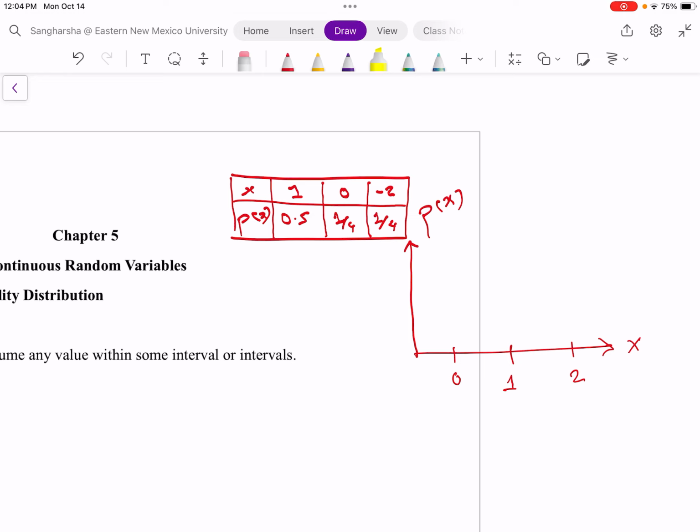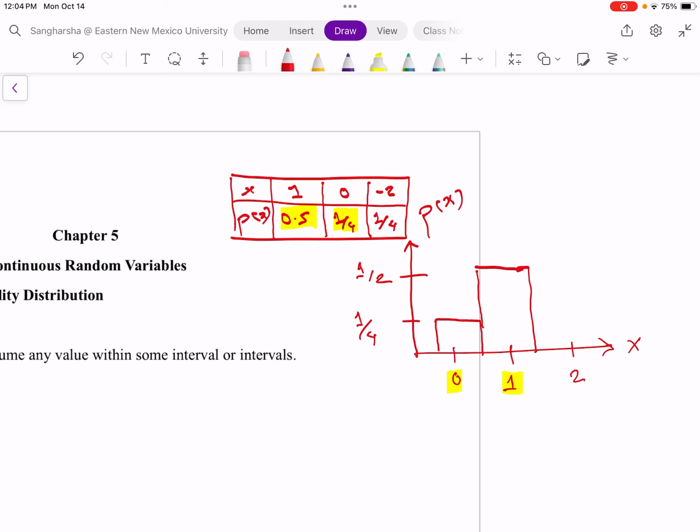So let me use a histogram. When x is equal to 0, the probability is 1/4. So let's say this is 1/4 and this is 1/2. So we have a bar of height 1/4, and the height of this bar represents the probability when x is equal to 0. When x is equal to 1, our probability is 0.5, which is the same as 1/2, so we draw a bar of height 1/2.